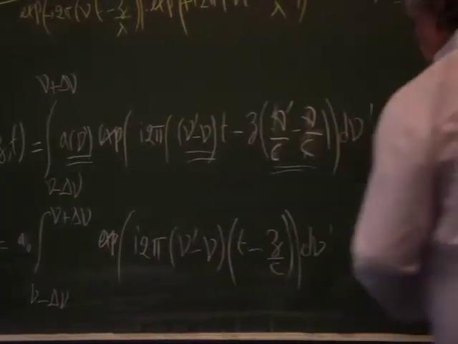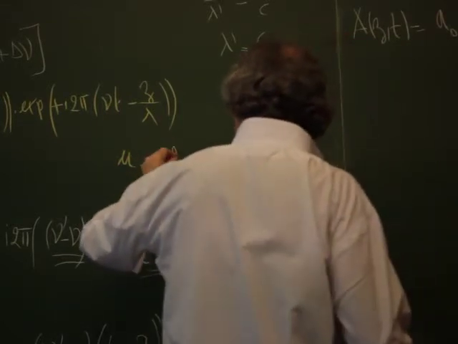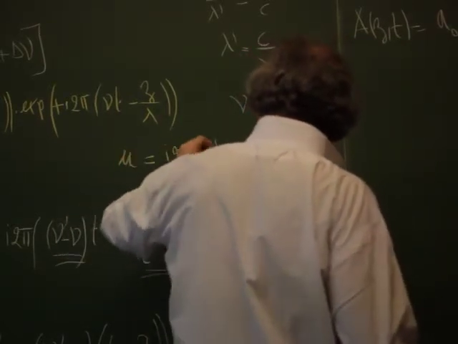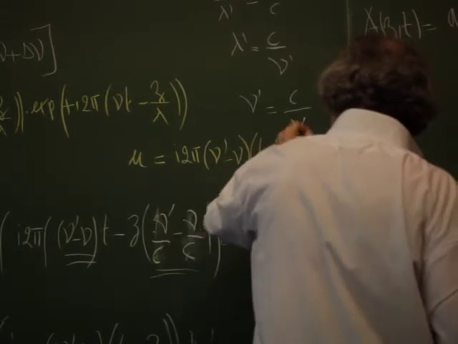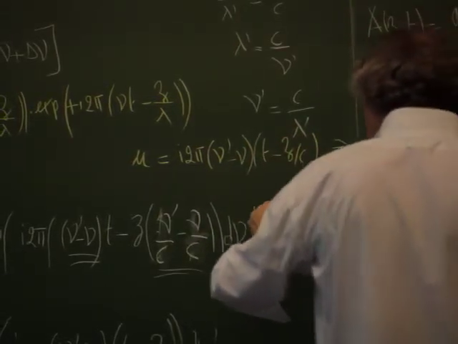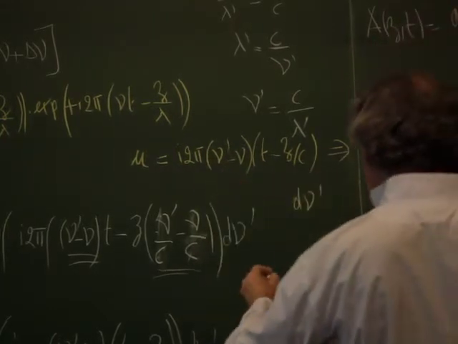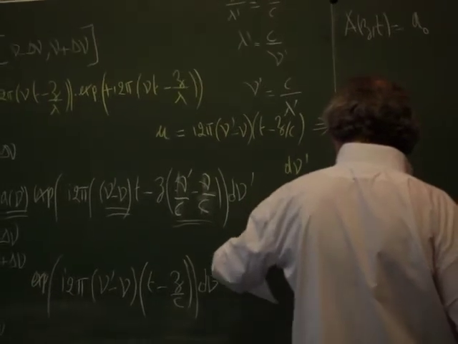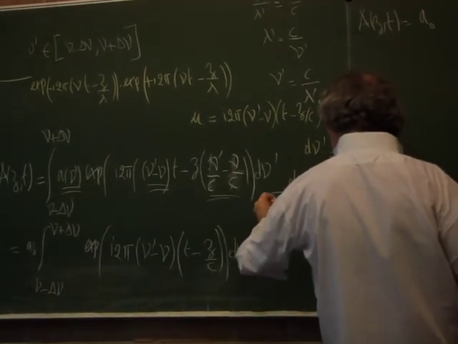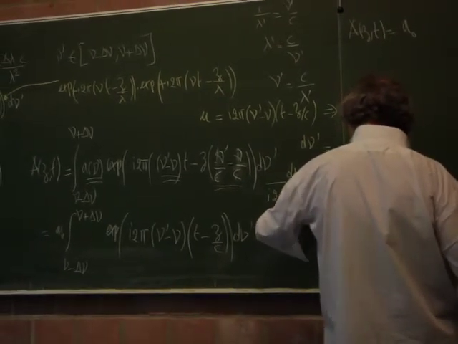Now I will just make a change of variable. I will just set that u is equal to i 2 pi multiplied by nu prime minus nu times t minus z over c, implying that du, or d nu prime, will be equal to du divided by i 2 pi times t minus z over c.